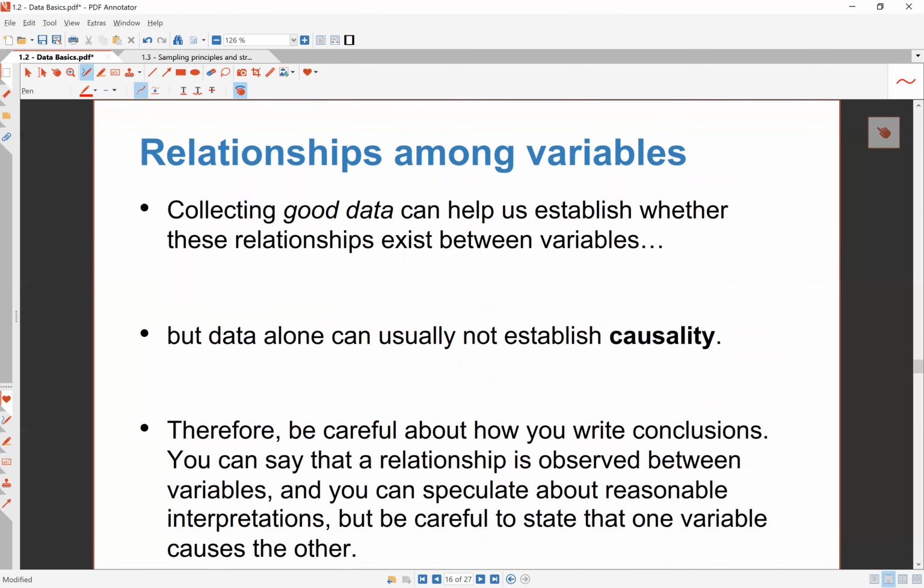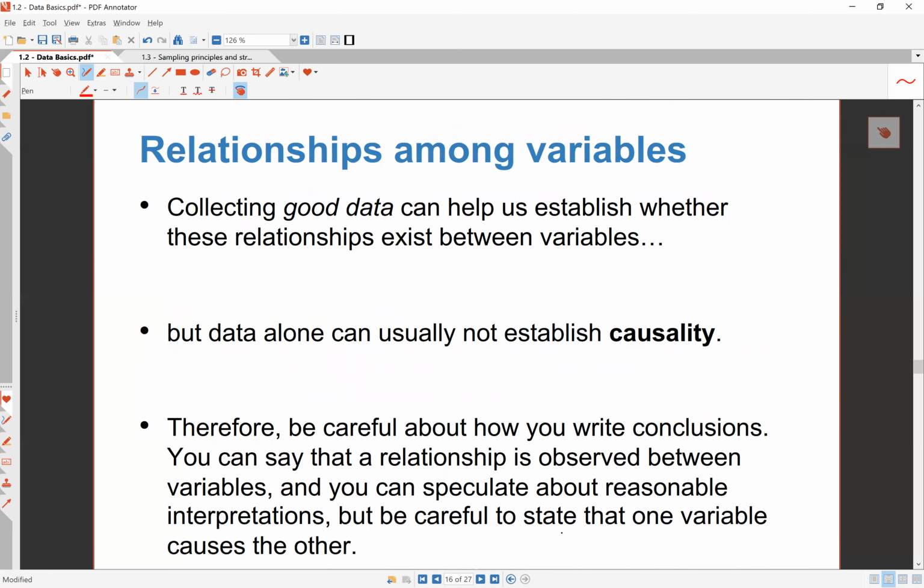At the end of the day, though, establishing whether there's a relationship relies on collecting good data. So you need to make sure that you measure quantities as accurately as possible, that you collect all the relevant information. And then in addition to that, the data can only help you establish whether there is a relationship. It cannot tell you anything about causality. And causality just means you make a statement that one variable causes another variable.